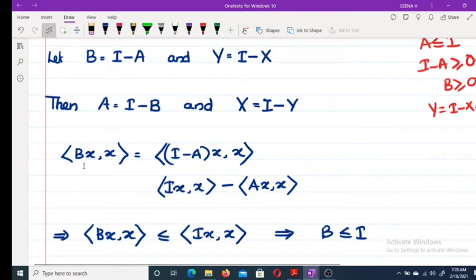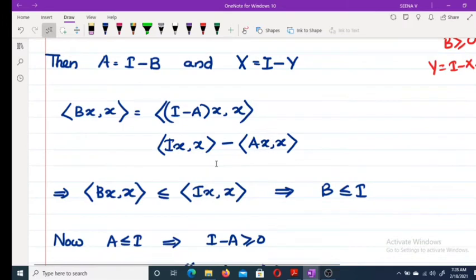Now what about the inner product of Bx, x? B means I minus A. So it is the inner product of (I minus A)x, x, which is Ix, x minus Ax, x. What is this? This is a quantity obtained from the inner product Ix, x by subtracting the inner product Ax, x.